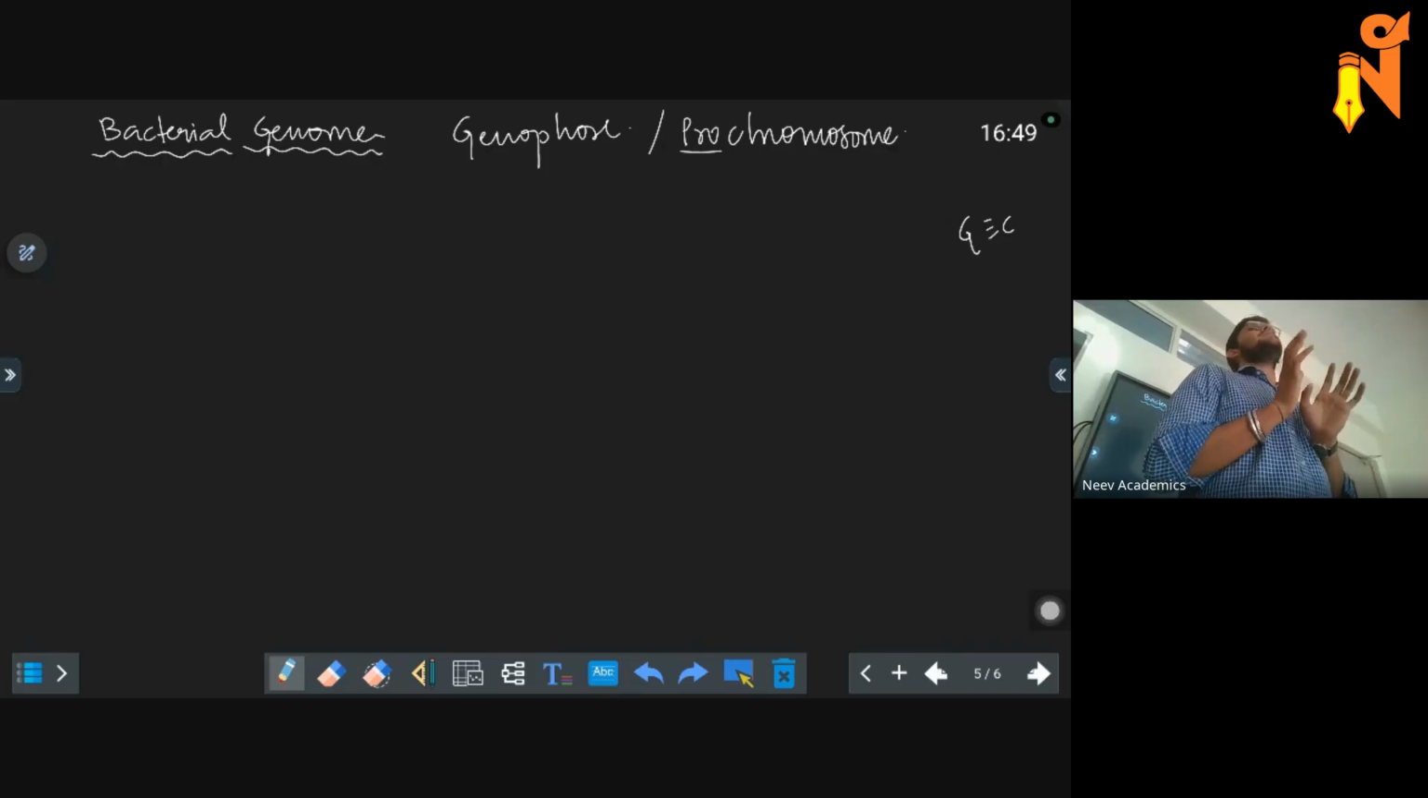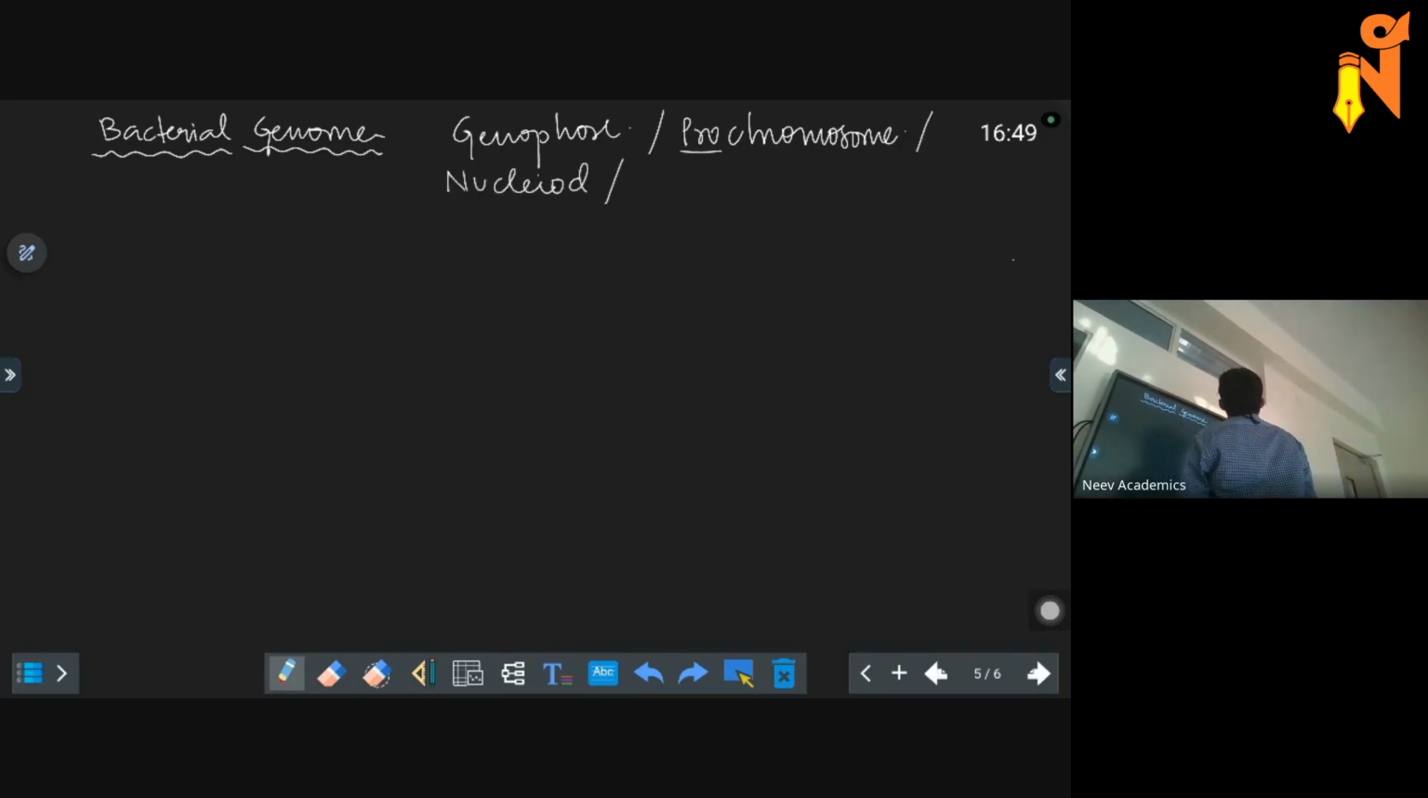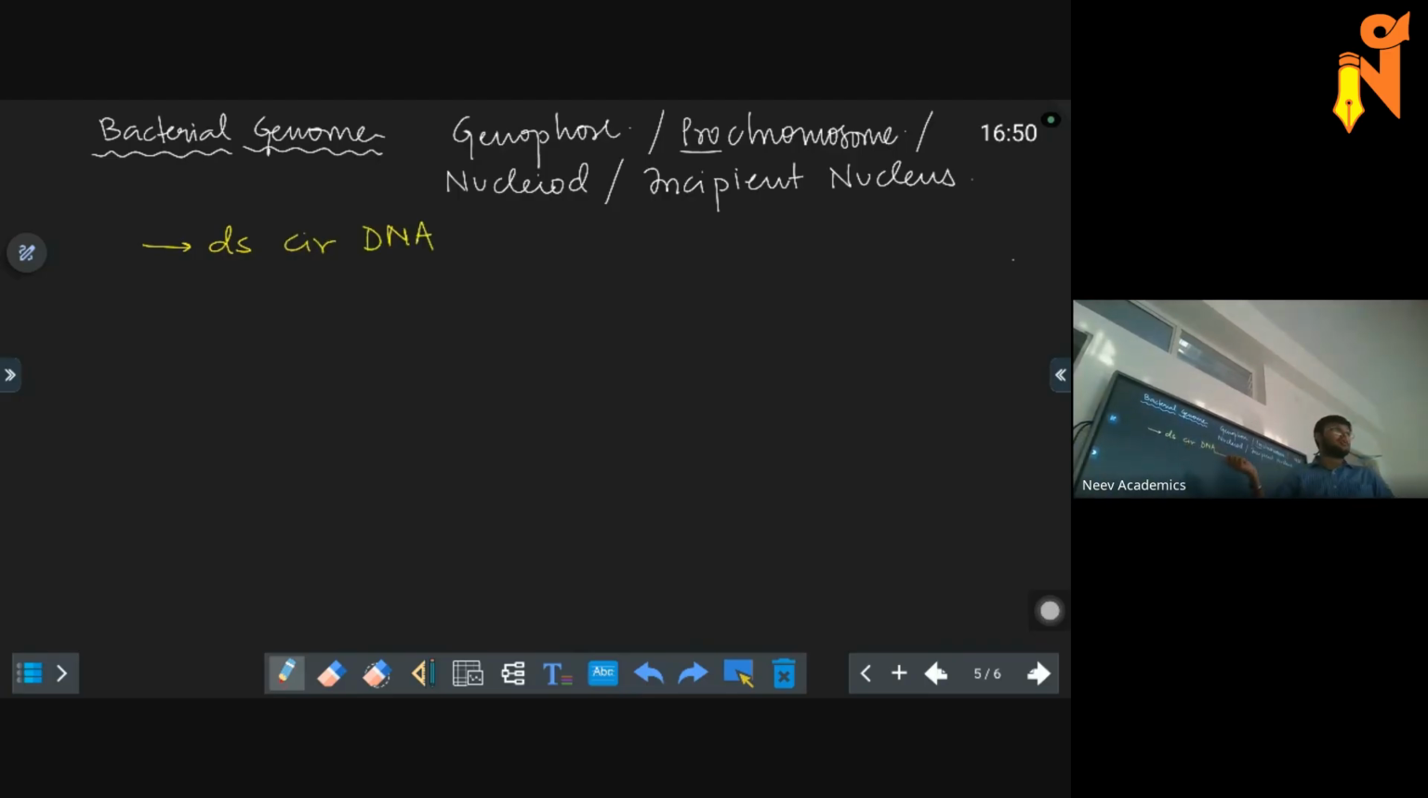Clear? Now, other than the bacterial genome, first write this. Write till this: prochromosome and some other names, nucleoid and incipient nucleus. Whenever you are writing double-stranded circular, this is the shorter form.